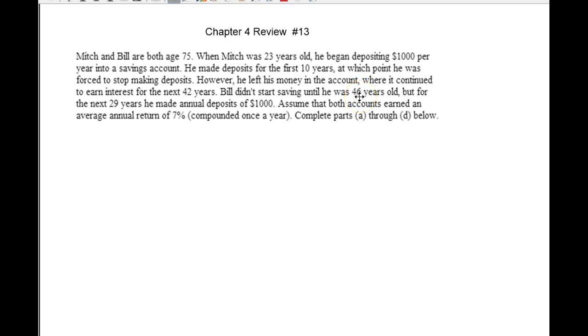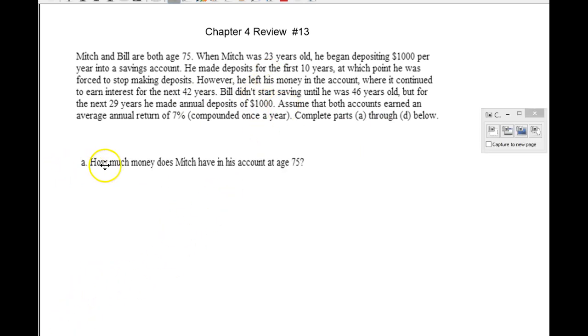That's 23 years after Mitch did. And then he let it grow for the next 29 years. He put $1,000 in for the next 29 years. He started late, but did it longer. Assume both accounts are earning 7% compounded once a year. And we have to do all these parts to the question.